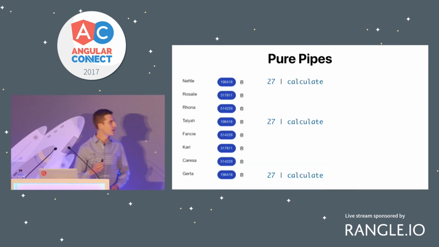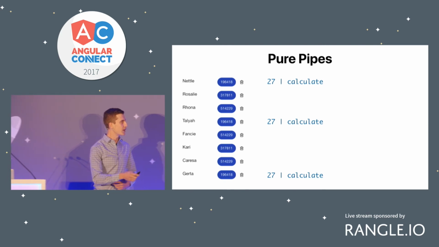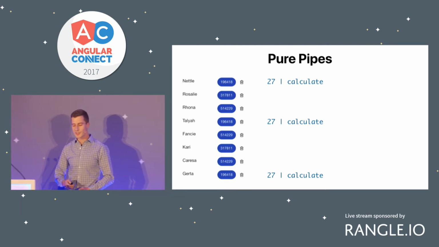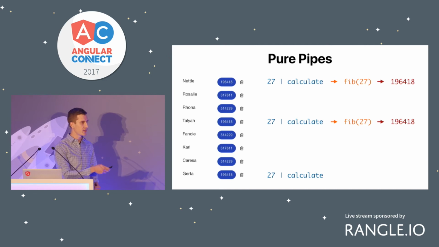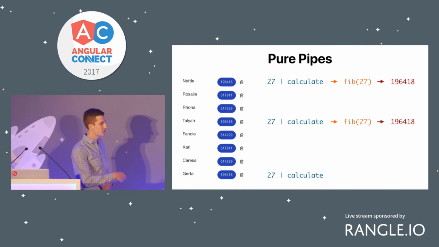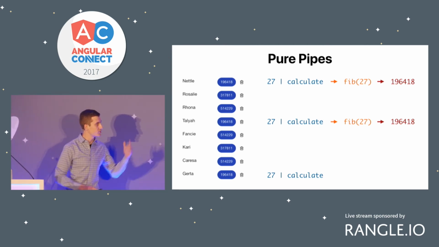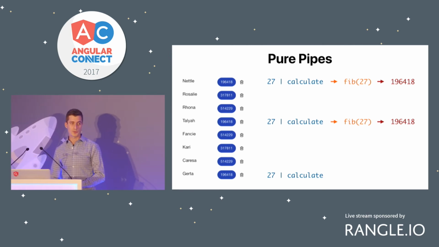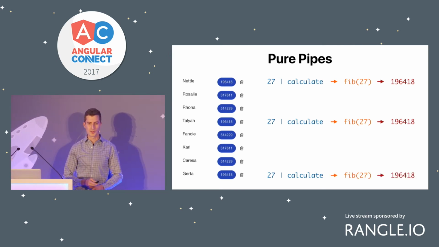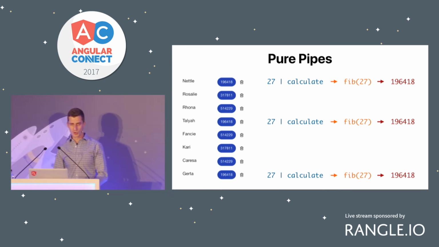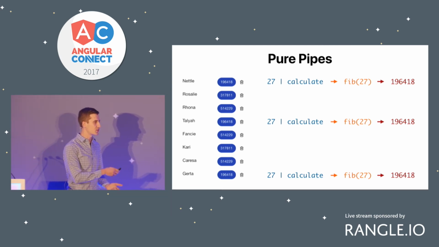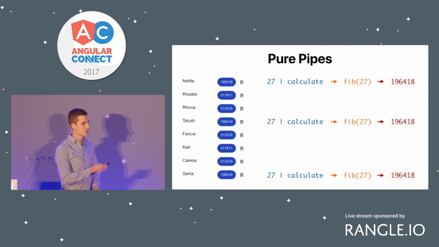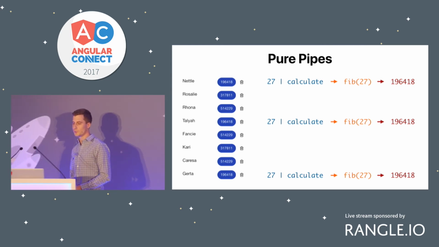Well, here is why. With pure pipes, when we have to calculate the result of 27, for instance, we're going to directly delegate the invocation to Fibonacci of 27, which is going to return a result. The next time, when we invoke it for the second entry, we're going to get the exact same result, following the exact same process. First, calculating Fibonacci of 27, and after that, getting the result. Same for the third one. The optimization that we're going to get with pure pipes is that on the next tick, Angular is not going to re-evaluate these expressions, since we're passing the exact same arguments to the calculate pipe. That's the only optimization that we're getting.